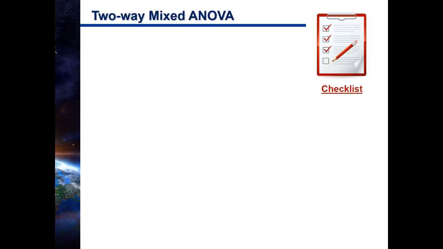Now we're going to look at the two-way mixed ANOVA. And again, very little is going to be learned in this design. That's because it's just a mix of everything that we've learned before. All right, so let's start with the checklist.